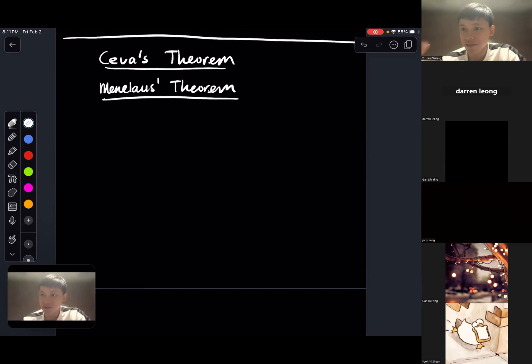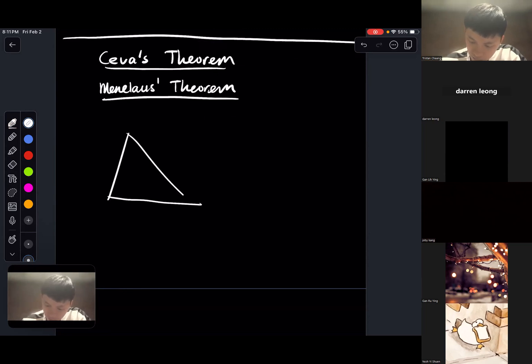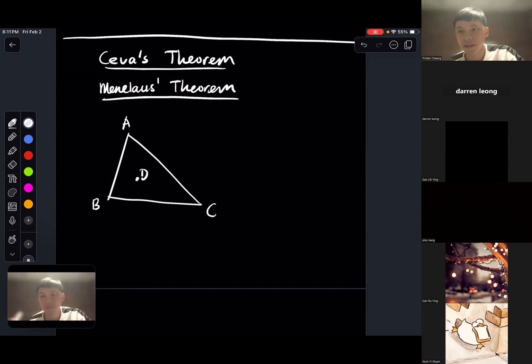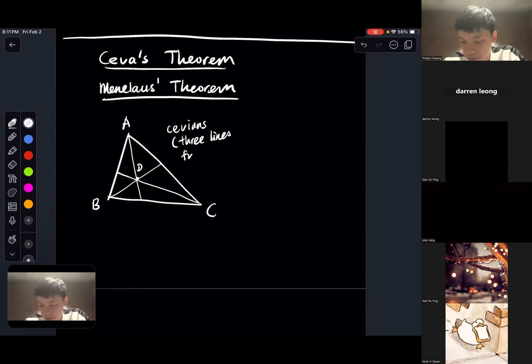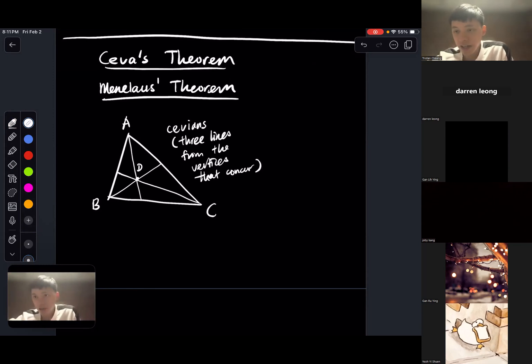Ceva's theorem looks nicer. It goes like this. Let's say we have triangle ABC and a point inside, any point. In fact, it could be outside as well, but I don't want to make it complicated. Now, if you draw the three lines, this is what we call a set of cevians. Basically, three lines from vertices that concur anywhere. They don't have to concur in the triangle, they can concur outside of the triangle as well.